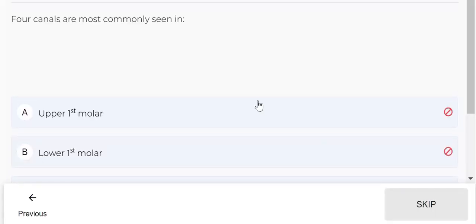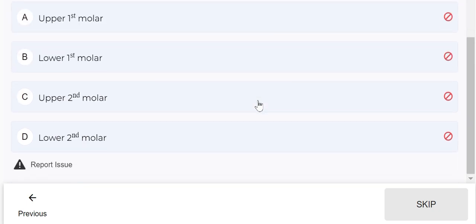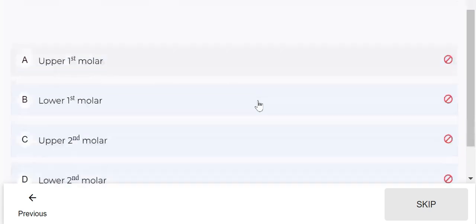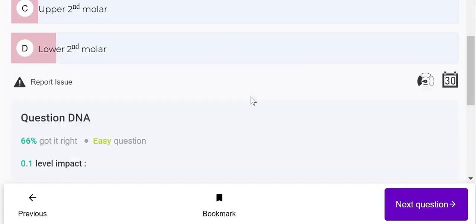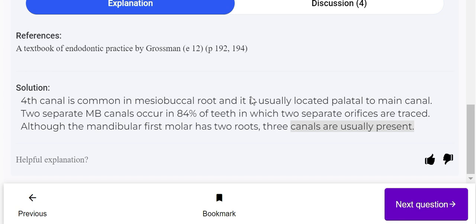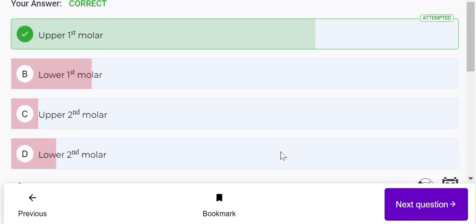Four canals are most commonly seen in upper first molar, lower first molar, upper second molar, lower second molar. The correct answer is upper first molar. The fourth canal is common in the mesiobuccal root and it is usually located palatal to the main canal. Two separate mesiobuccal canals occur in 84% of teeth in which 2 separate canal orifices are traced. Although the mandibular first molar has two roots, three canals are usually present.